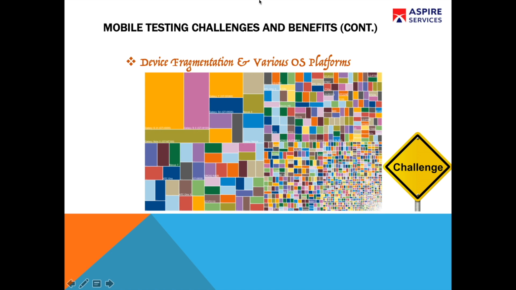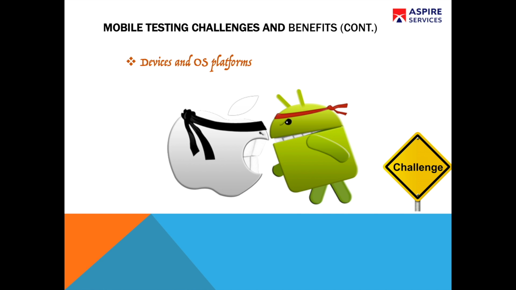We can take this image for example. There's a lot of fragmentation for devices, and each device is totally different from the other. So this is a very big challenge for us. And this is gonna be tough here.